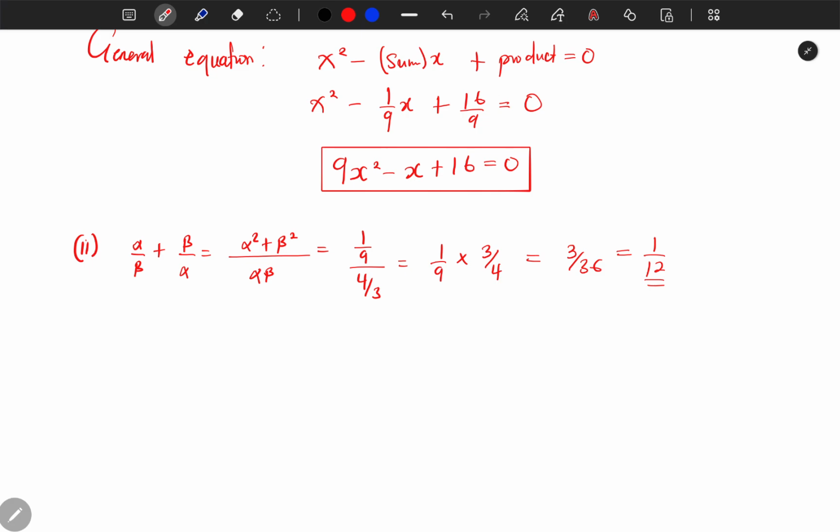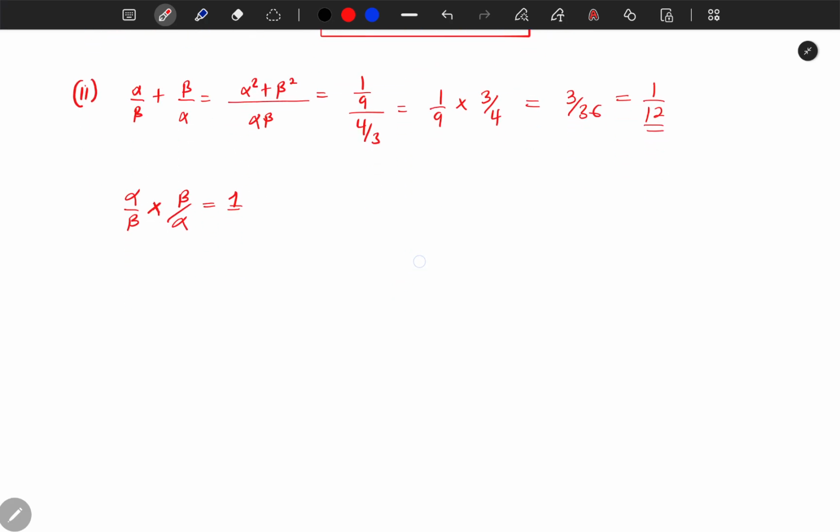Now that we found the sum, we need to find the product, meaning alpha over beta, multiplied by beta over alpha. And we know that this will just give us 1. They don't need to go anywhere. This will cancel to give us 1.